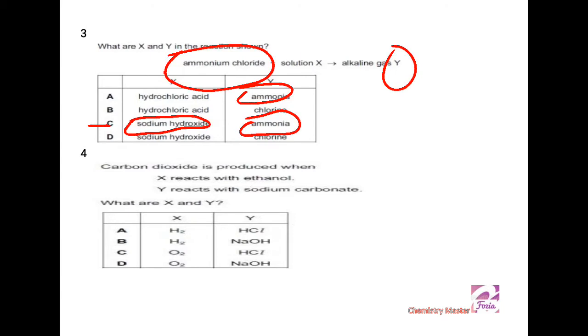Now we see MCQ number 4. Carbon dioxide is produced when X reacts with ethanol. Now you have to see, ethanol produces carbon dioxide only on combustion, and for this oxygen is required. And when we see sodium carbonate, carbon dioxide is produced. So we see it's not some alkali, it must be the action of an acid. So option C is the right one.